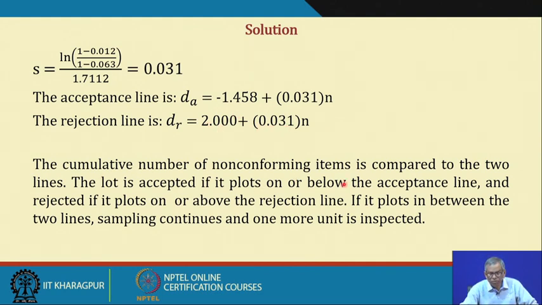The cumulative number of non-conforming units is compared to the two lines. The lot is accepted if it plots on or below the acceptance line, and rejected if it plots on or above the rejection line. That is the decision rule. If it plots in between the two lines, that means it is a continue sampling zone. Sampling continues, one more unit is inspected, and then you check the current value of the cumulative number of non-conforming units, and then you decide whether to accept, reject, or continue sampling.